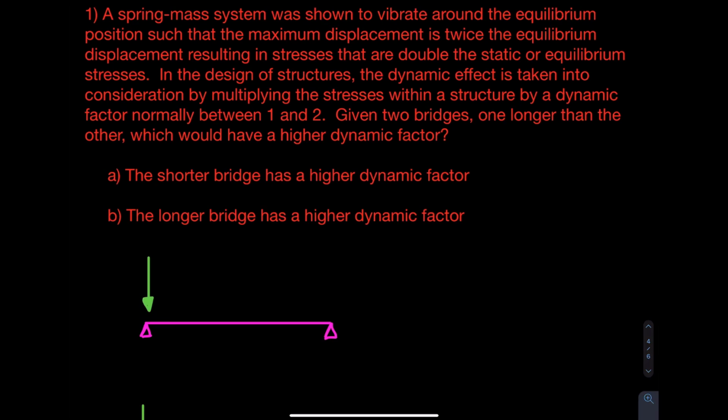dynamic factor, normally between 1 and 2. And again, this is because the maximum displacement would be 2, the minimum would be 1. So it's going to be somewhere in between there. It says, given 2 bridges, one longer than the other, which one would have a higher dynamic factor?